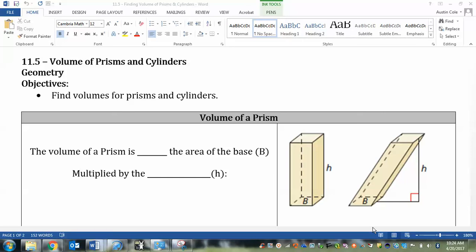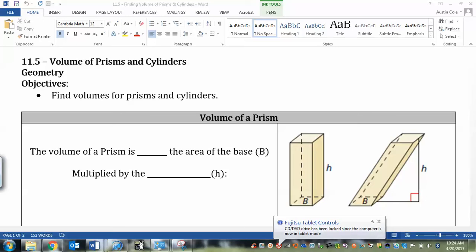Okay, so today we're talking about the volume of a prism or a cylinder. Okay? And we're done. Good. Okay? So, the volume of a prism.